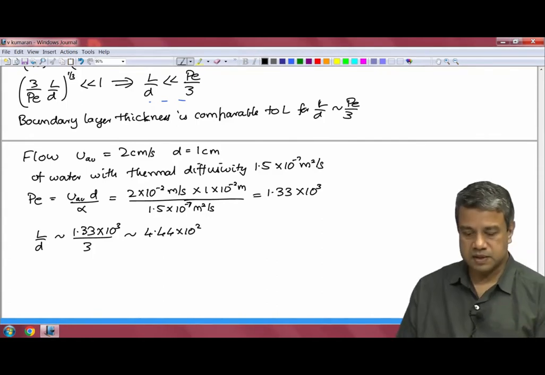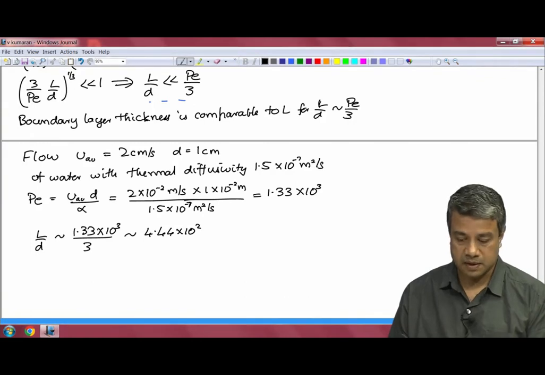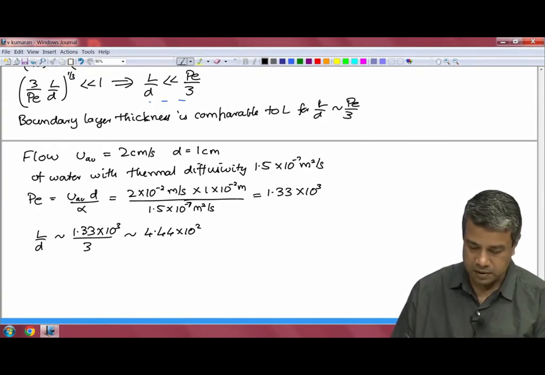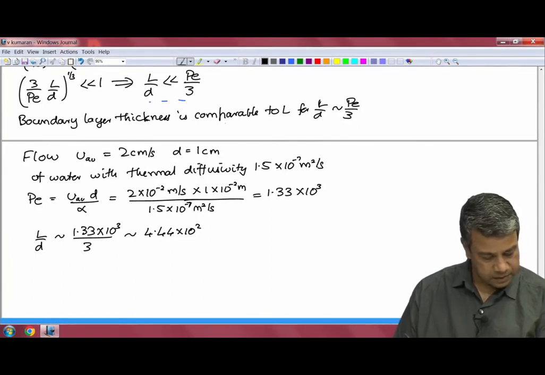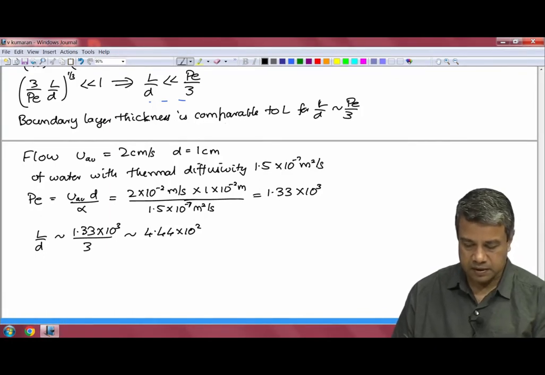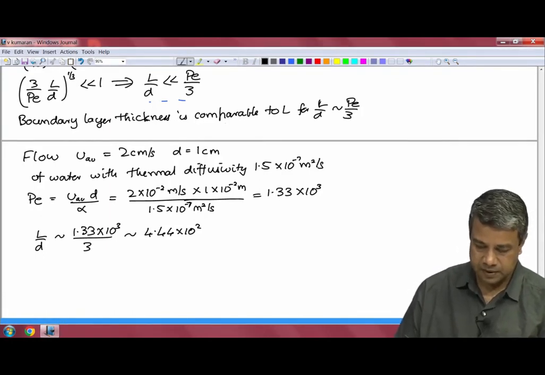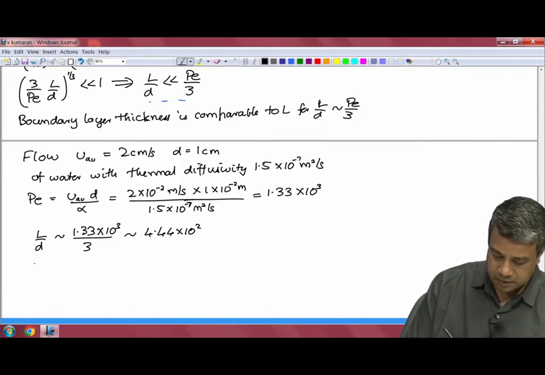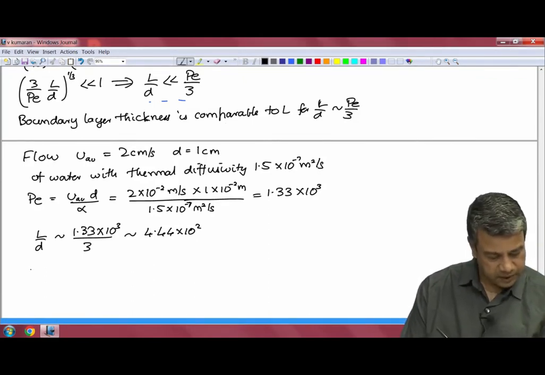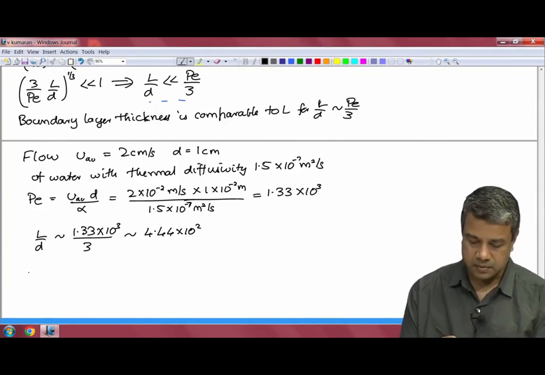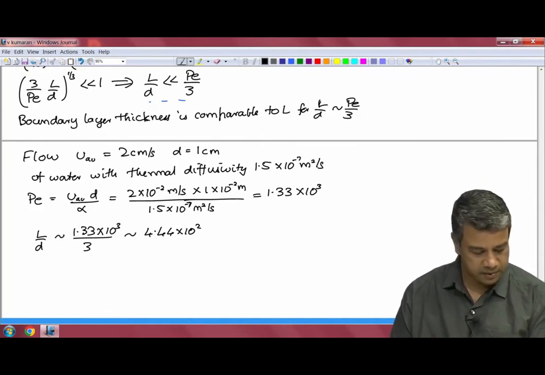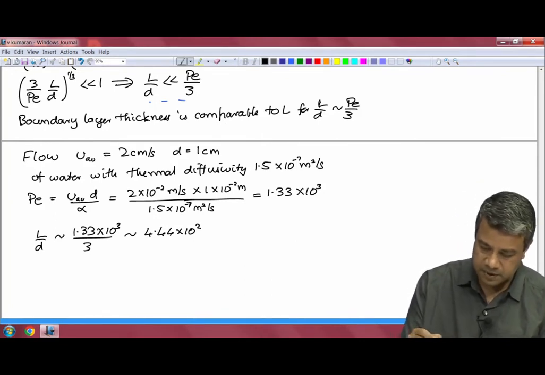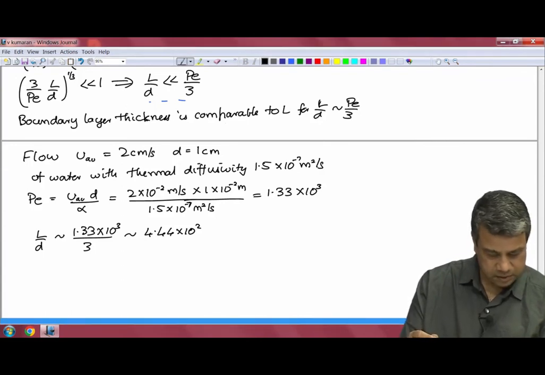So, this is the length at which the boundary layer thickness becomes comparable to the pipe diameter. Thus, the pipe radius and the boundary layer thickness are comparable when L by D is comparable to Pe by 3.